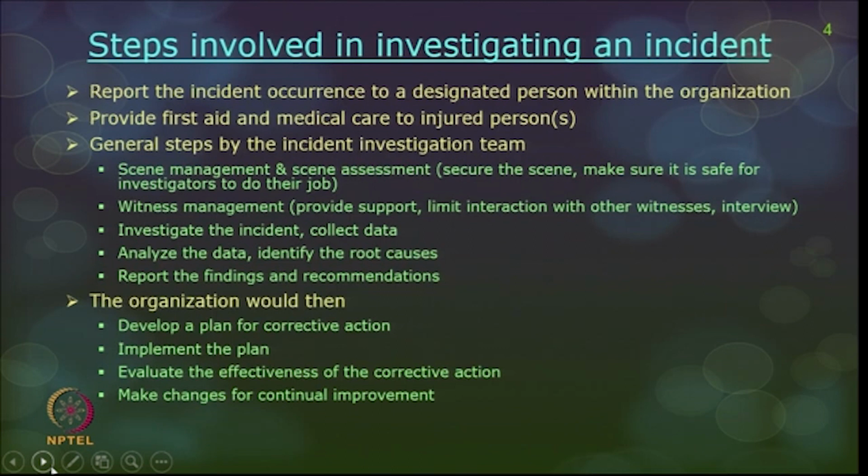Number one is to report the occurrence to a designated person in the organization. First of all, you should know whom to report to, and before that you should also know what the occurrences are which you should report.